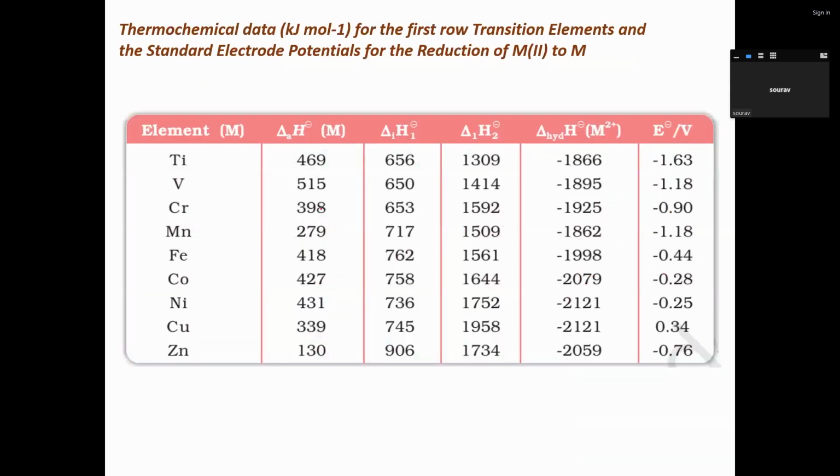So here is the chart. From that chart, you can easily calculate it. You can also say why copper has the positive electrode potential value and the others the negative electrode potential value. When the net value is positive, then it will be the positive reduction potential. When it is negative, it will have the negative reduction potential.